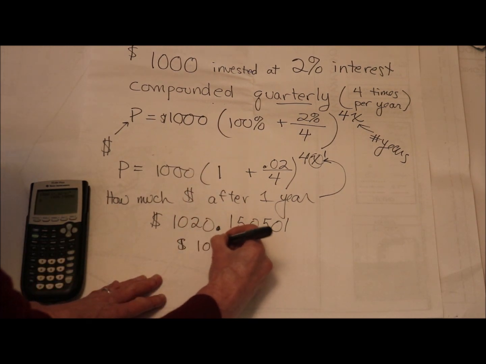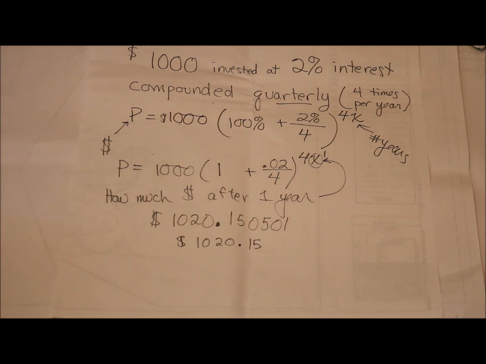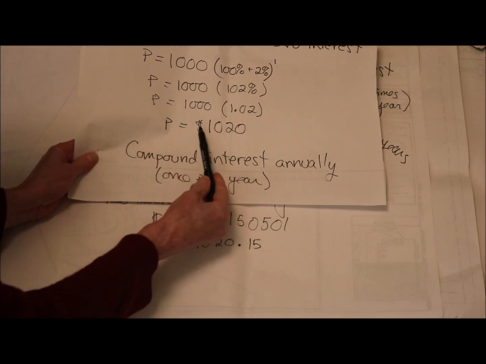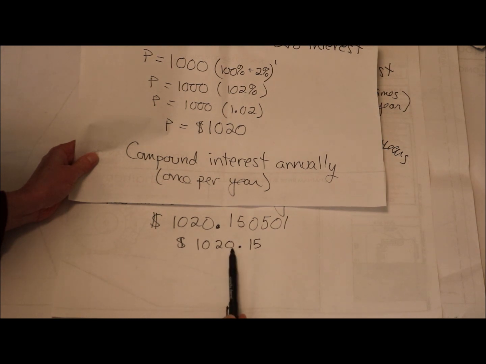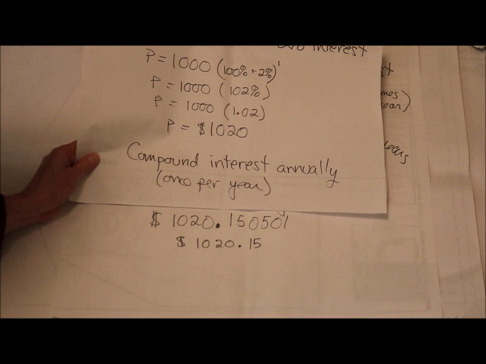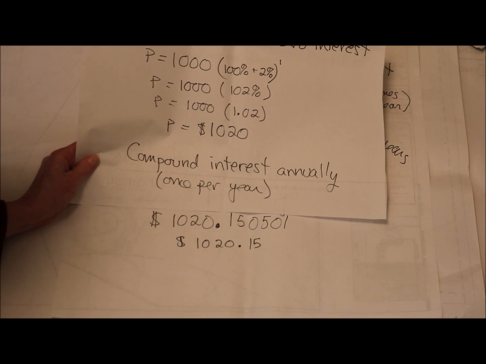Now let's turn this into money. I'm rounding to the nearest cent. That's going to be 15 cents. Let's compare this. So when I compounded it once a year, I just made $20. When I'm compounding my interest 4 times a year, I'm getting $20.15. So there's the difference, right? Compounding it 4 times a year, I made 15 more cents.